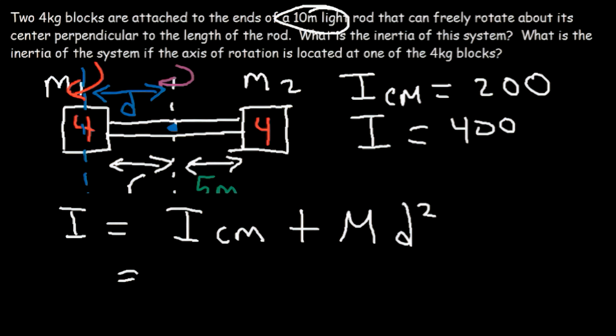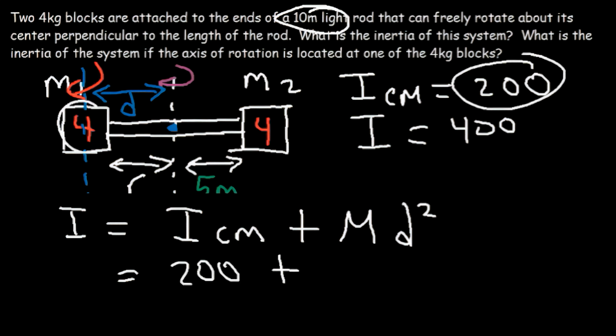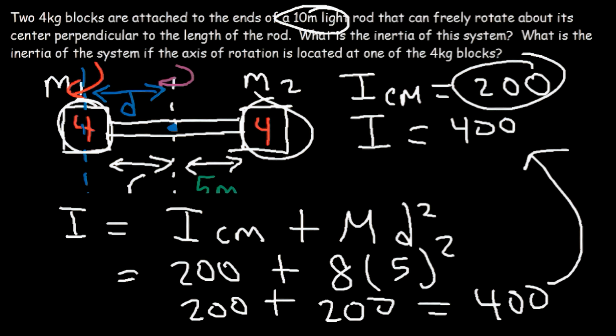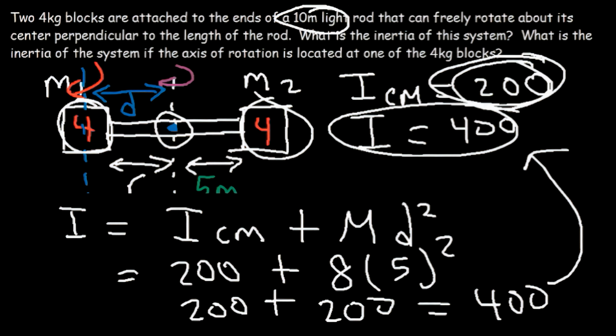So the inertia when the axis of rotation passes through the center of mass is 200. The total mass is the mass of the two blocks. 4 plus 4 is 8, and the distance between the two axes of rotation is 5. 5 squared is 25, and 25 times 8 is 200. 200 plus 200 is 400, and that's the inertia if the axis of rotation is located here. So notice that when the axis of rotation is close to the center of mass, the inertia is significantly less, which means that it's easier to rotate.